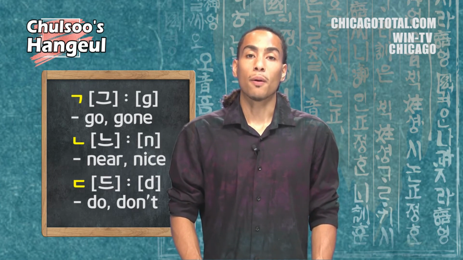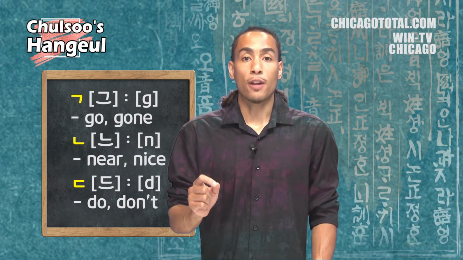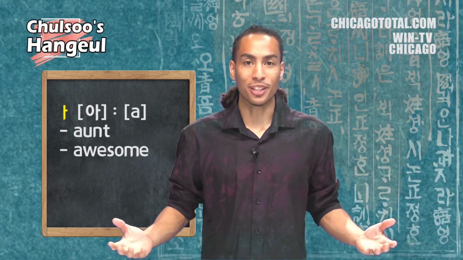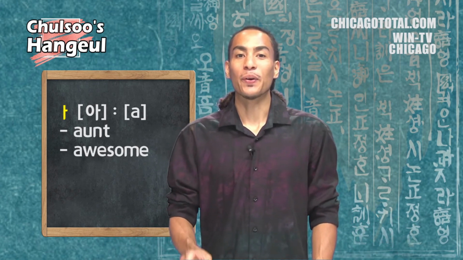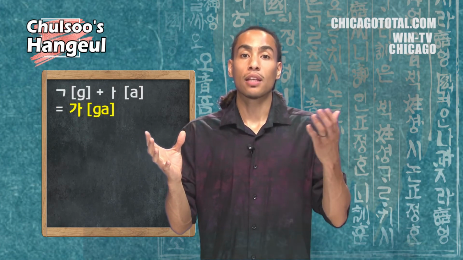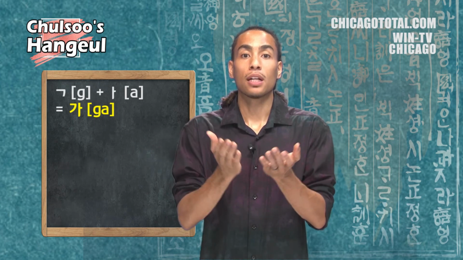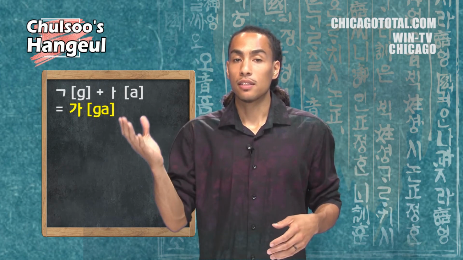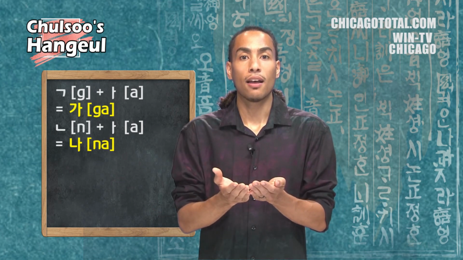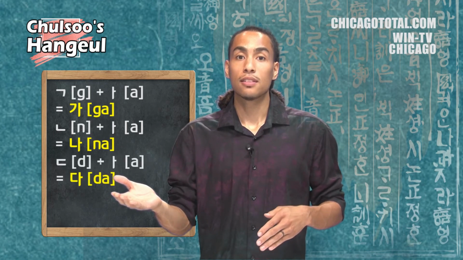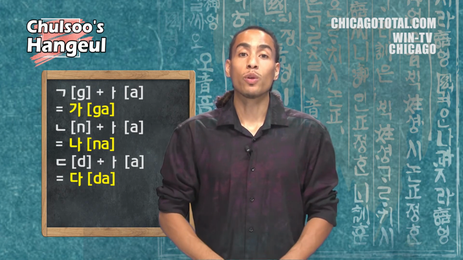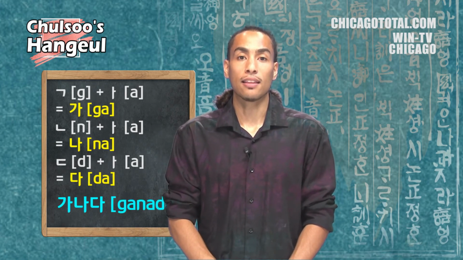Simple, right? Now, the next one we're going to look at is a vowel, and it's pronounced ah, as in aunt or awesome, like this show, right? So, let's take these and put them together. 그, together with ah, 가. 느, together with ah, 나. 드, 아, 다. And we've made the phrase 가, 나, 다.